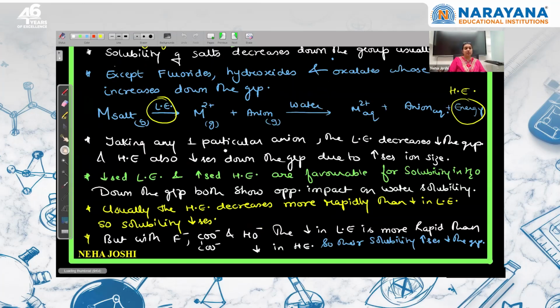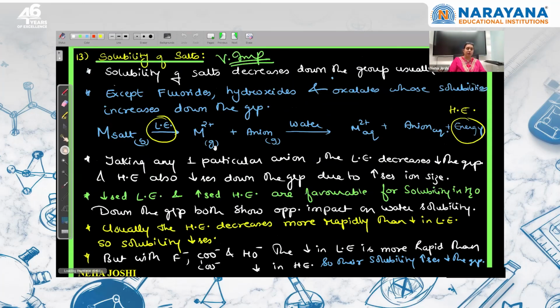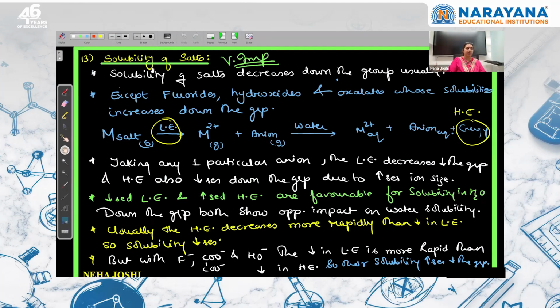This is a very important slide. Please take a screenshot if possible, though notes will be given. Solubility of salts. Now this is a general thing. Just focus on it. Solubility of salts decreases down the group. Usually that is what we say. As the size of the cation increases, heat of hydration decreases and the solubility decreases. That is the usual thing.